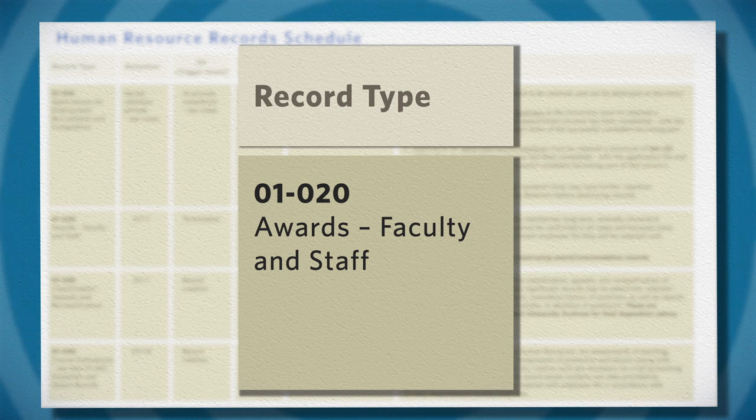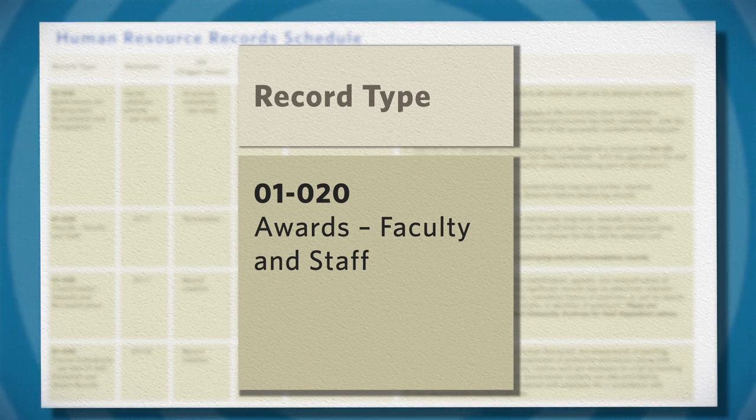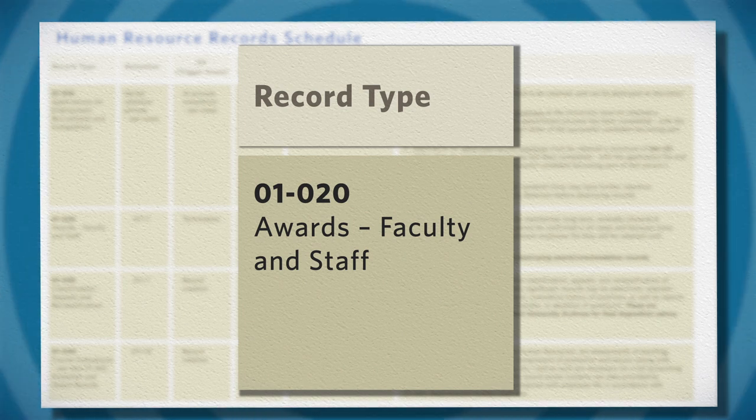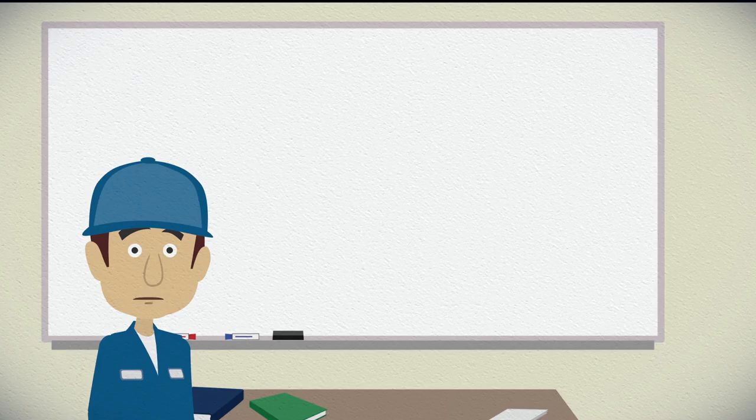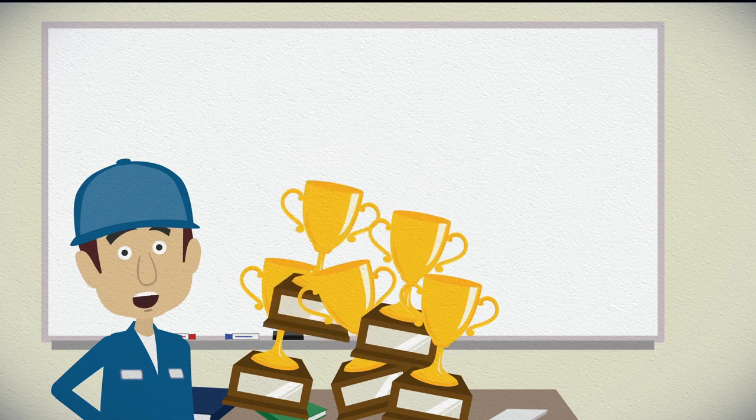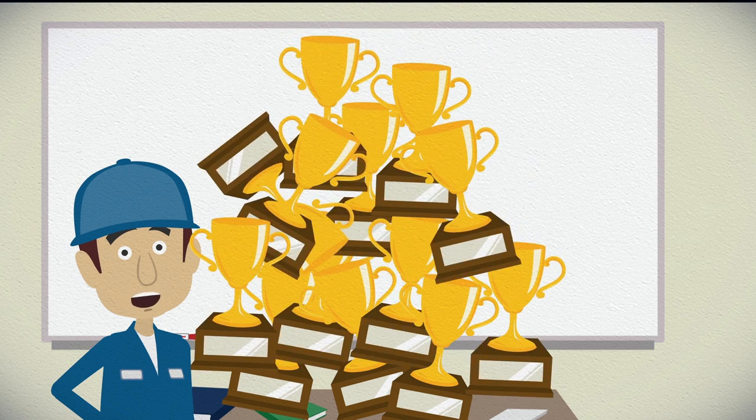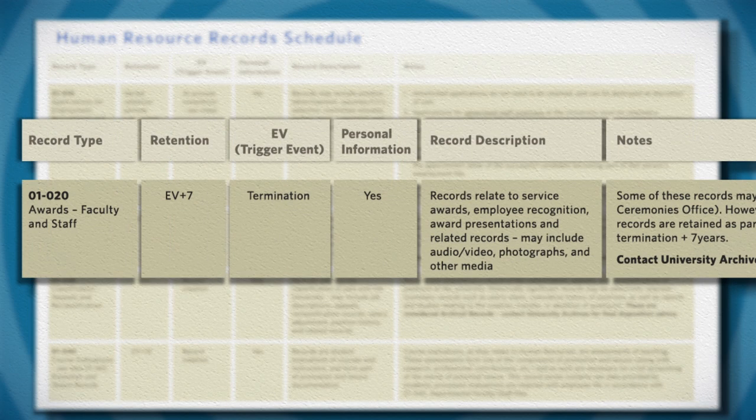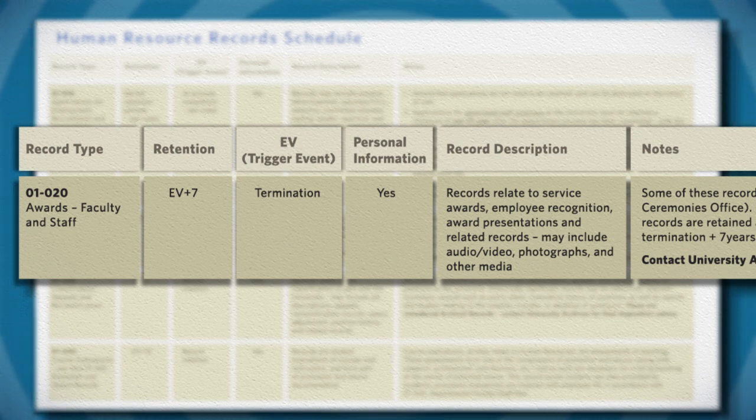Let's take a look at another classification in the HR functional block. Here we have 01-020 awards, faculty and staff. Now, here's a classification that the data maintenance manager is familiar with, awards. The retention for this series of records is straightforward, EV plus 7. Here, we see the event trigger is termination. That means when the employee is no longer with the university, we are required to retain the records for a further 7 years, again, to be in compliance with applicable laws.